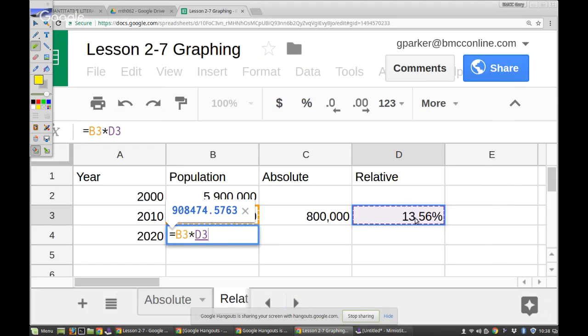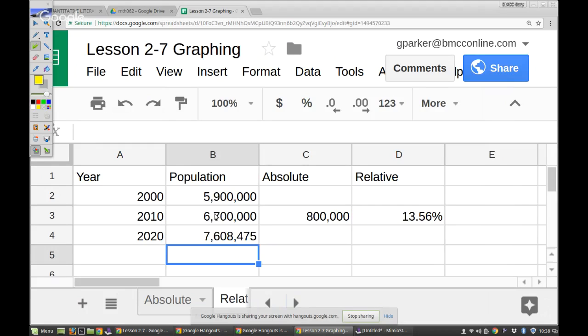So that tells me if we still increase by 13.56, that means the population is going to go up by 908,000. Now I have to add that 908,000 to my starting population, which is now 6.7 million. Okay, and that gives me a new population of 7,608,000. So we went up by a little more than we did before.